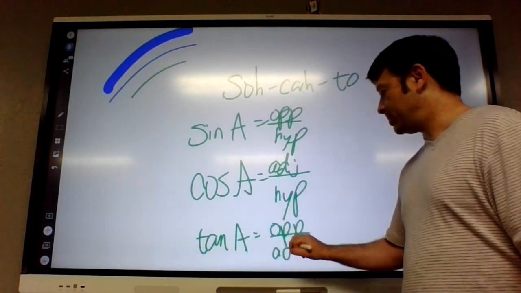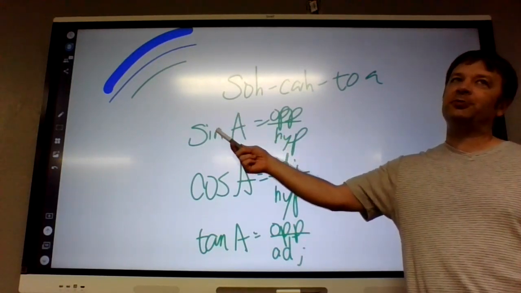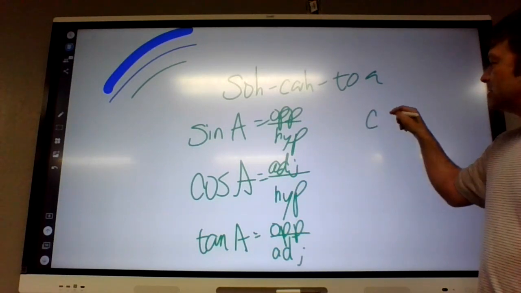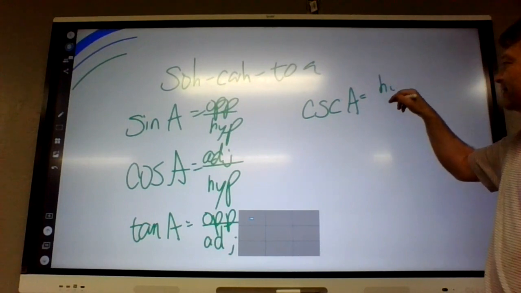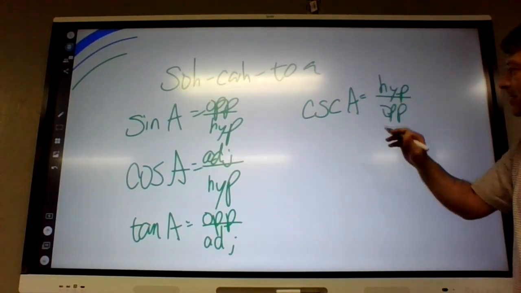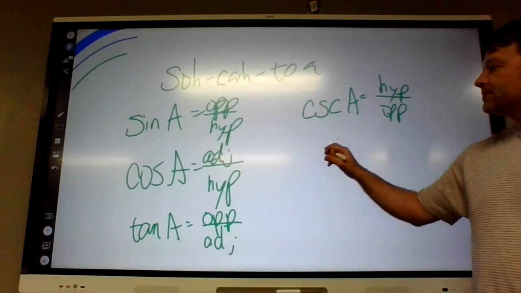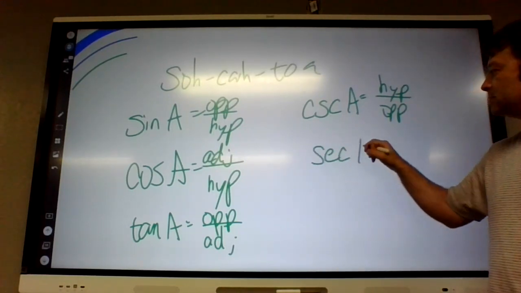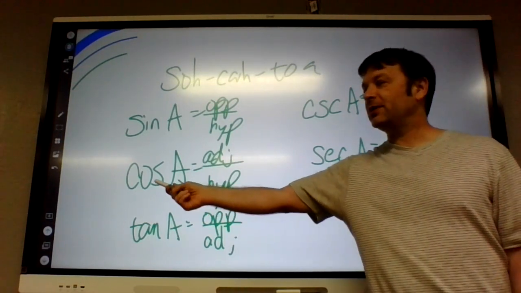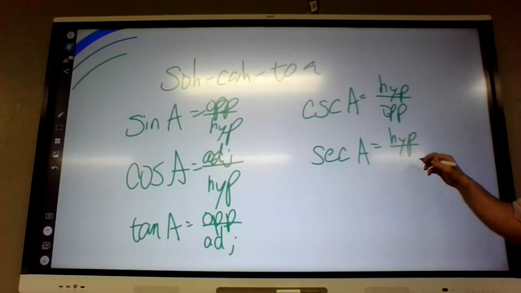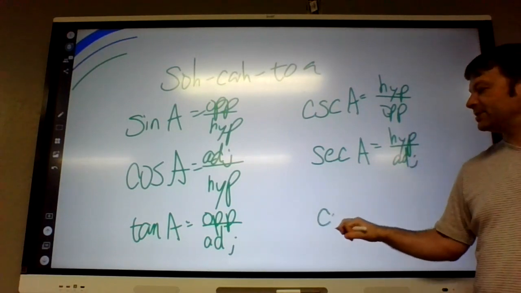Okay, then we probably didn't have this memorized as well, but what were the reciprocal functions? Like what goes with sine? Cosecant. So cosecant is basically sine upside down. Okay, what went with cosine? Secant. And what went with tangent? Cotangent. Yeah, cotangent.